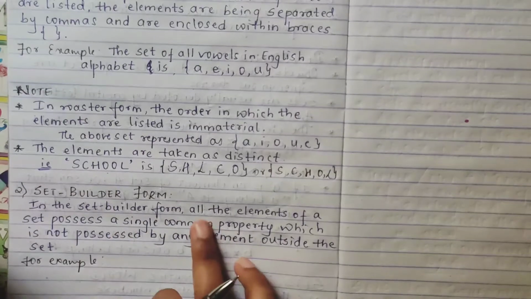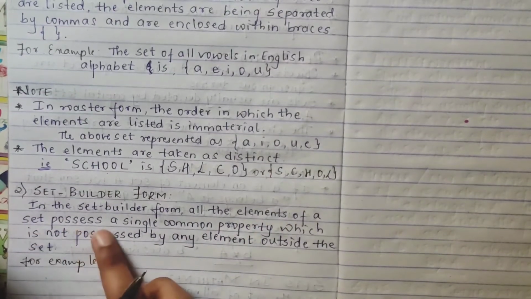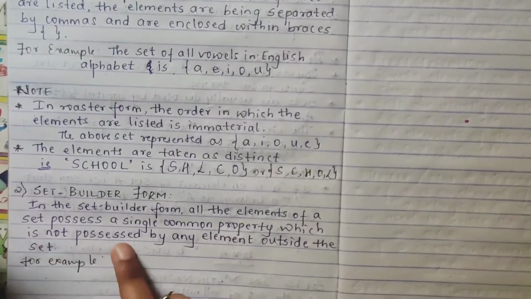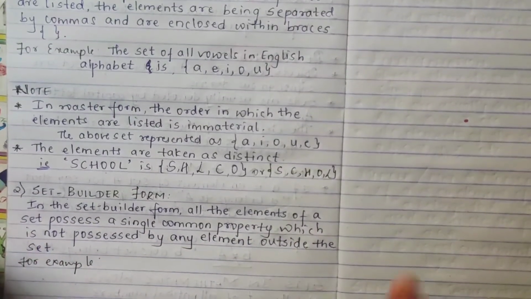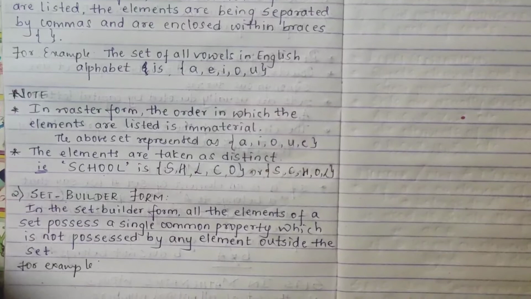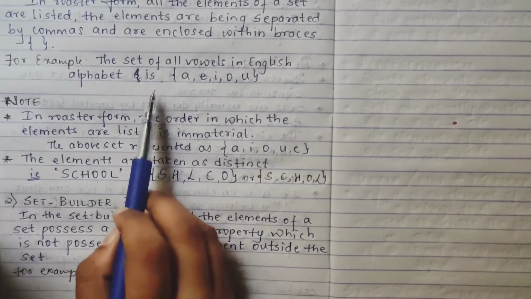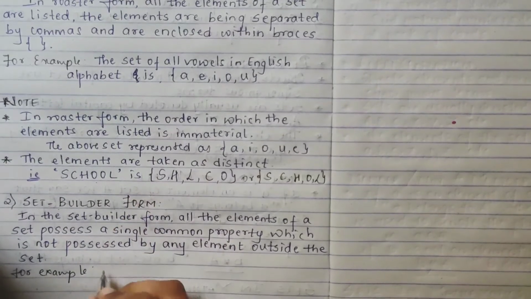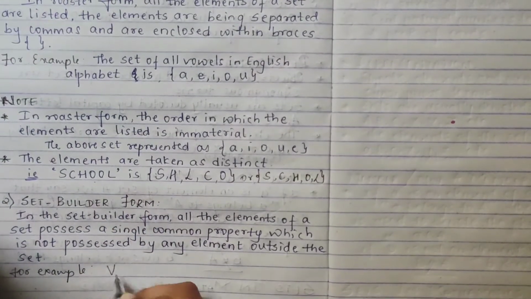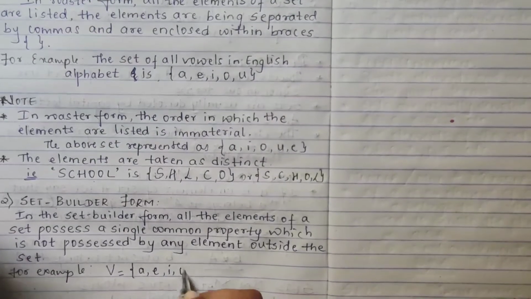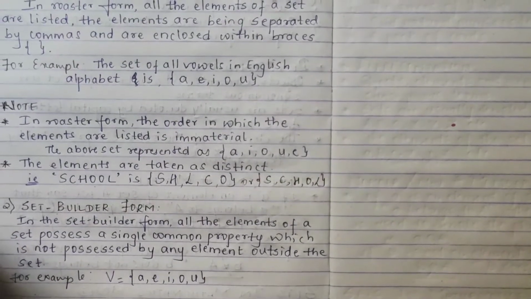Your next is the set builder form. In this process, all the elements of a set possess a single common property which is not possessed by any element outside this set. What does this tell, how do you write set builder? I will consider the same example, vowels. I will denote it with capital V, where V is A, E, I, O, U. This is so in your roster form.